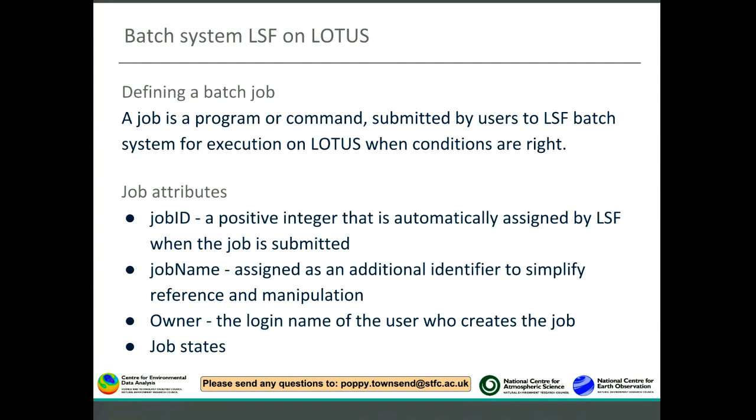Now you can additionally assign a name that will be easy to manipulate and for reference in your job script or at submission time. And the third attribute is the owner. So the job is owned only by the login name of the user who created the job. And also the last one is the job state. I'm just going to cover the owner. In this case, your users are sharing resources. Only the user who owns that job can manipulate the job. So he's the only one who can delete, resume, or do any manipulation or any control.